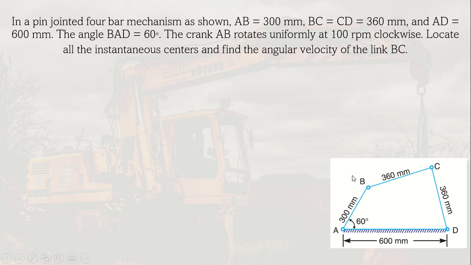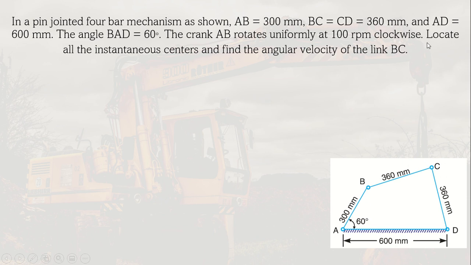So this means that this link AB here is a crank. If you use the Grashof condition, you can verify that this is a crank. So this crank rotates uniformly at 100 revolutions per minute clockwise. So the clockwise direction is in that direction. So it's rotating clockwise at 100 RPM.